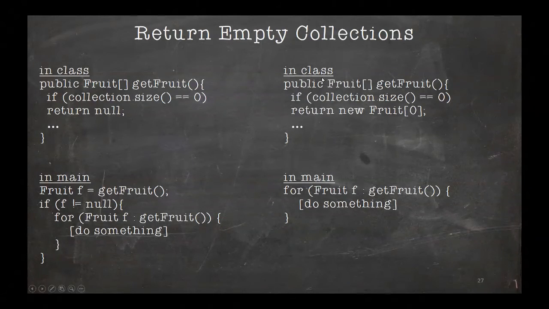What you can do instead, in the class, if collection.size is equal to 0, so that means there's nothing in the collection, return a zero-length array. Assuming your language supports it, most modern languages do. In main then, we can now use the iterator. We can iterate for every f in getFruit, do something. If it's 0, we don't have to check for null. It's just not going to do anything because there's no f's in getFruit.